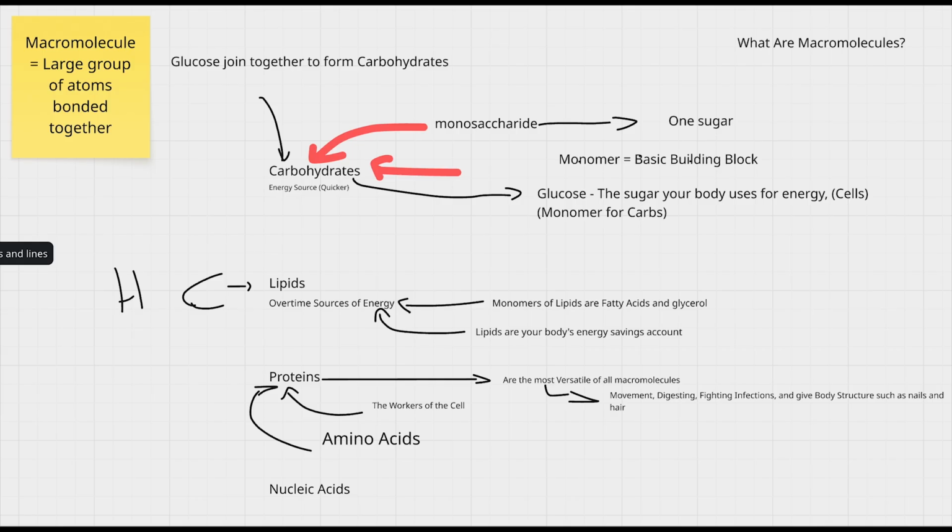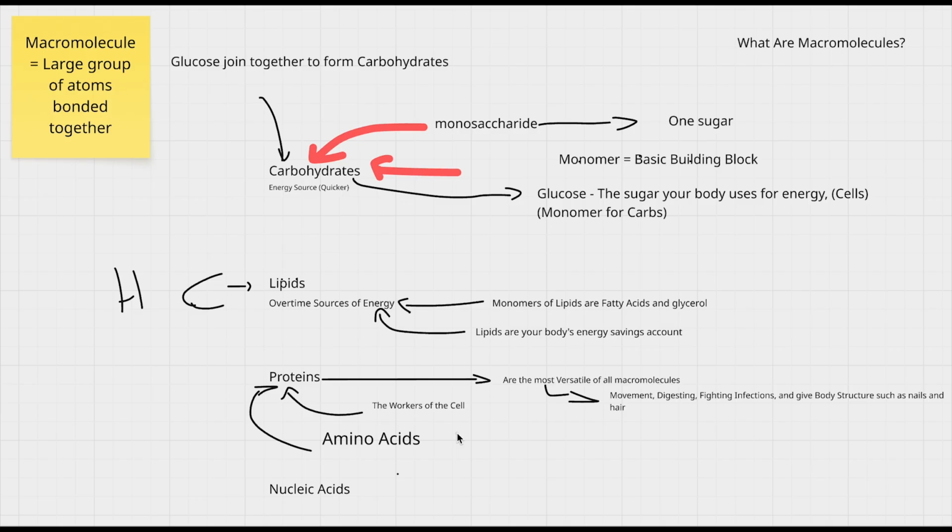Monomers of lipids are fatty acids and glycerol. Amino acids, proteins, that's their monomer, right? And then glucose is a monomer of carbohydrates. These are super important to know for your biology classes. Those are like one of the most important things to know in your classes, especially if you're going into biology or any medical field. This is the basics of what you have to know.